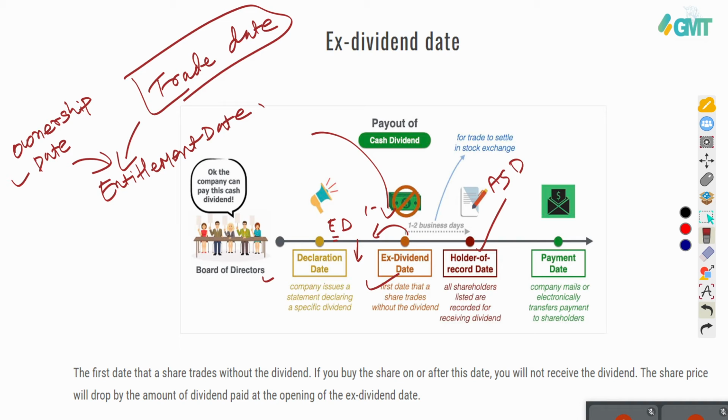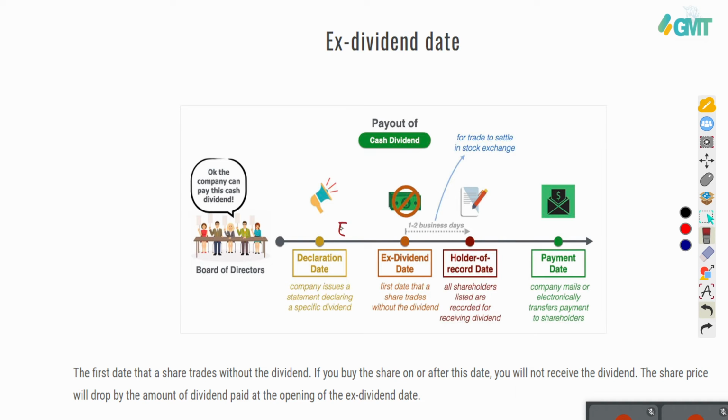So before the ex date there will be the entitlement date. You can draw this chart: declaration date, entitlement date, ex date, record date and payment date. Entitlement date plus 1 would be the ex date. Ex date plus 2 would be the record date, and the generic rule is record date plus 45 days would be the payment date. Maybe within 1 week you would expect it, or sometimes there is a delay in payment processing, but within 45 days the payment should be received. This is the ideal scenario.